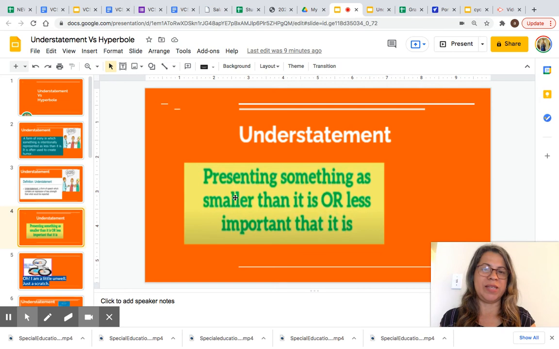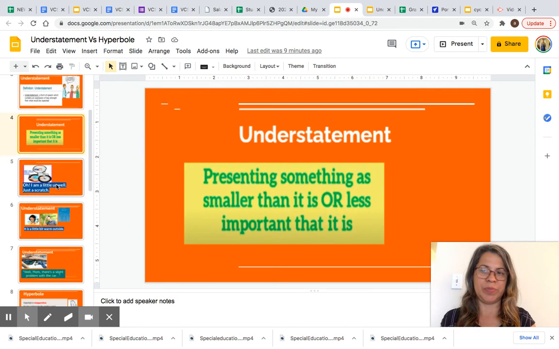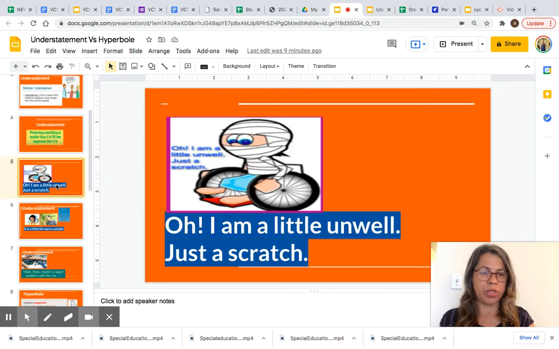Understatement is presenting something as smaller than it is or less important than it is, in the same way that we saw in the previous example. Now we are going to take a look at a few examples of understatements. Oh, I'm a little unwell, just a scratch. Now look at this image.